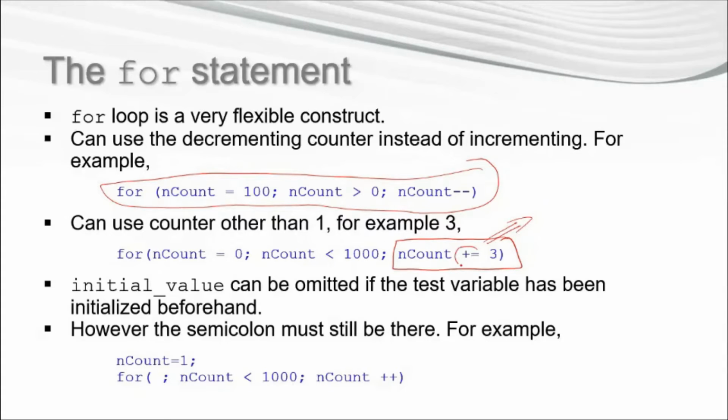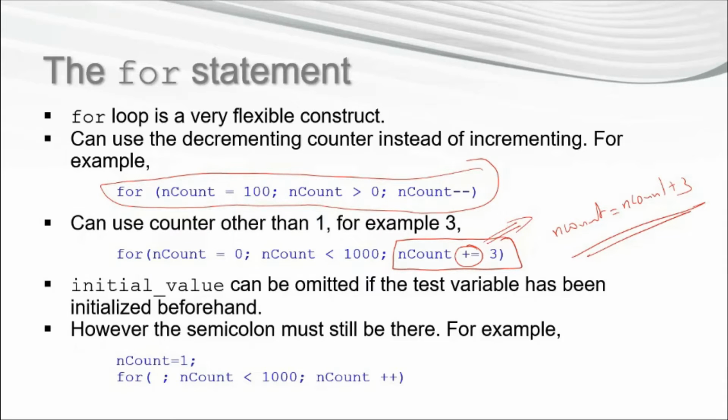This compound assignment operator adds 3 to the current value of ncount and assigns the result back to ncount. That is, ncount is assigned ncount + 3. So this is the meaning of this statement. In all the cases, 3 will be added to ncount, so a step of 3 is used in this case.